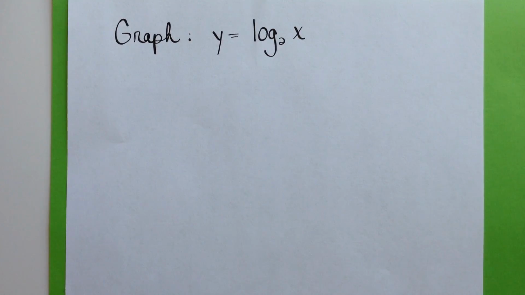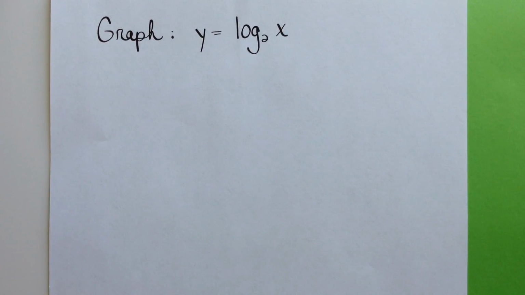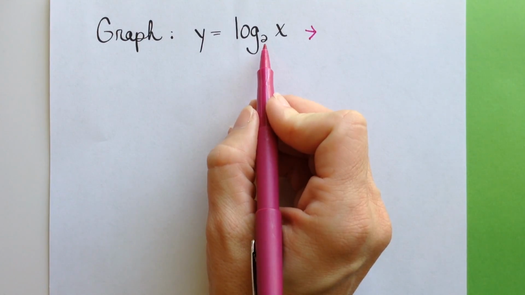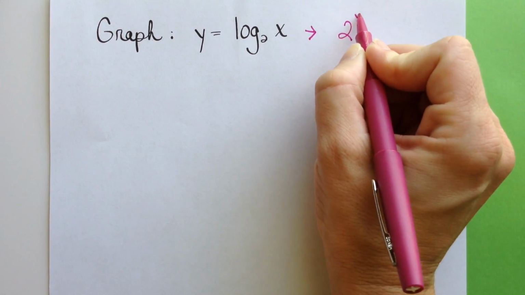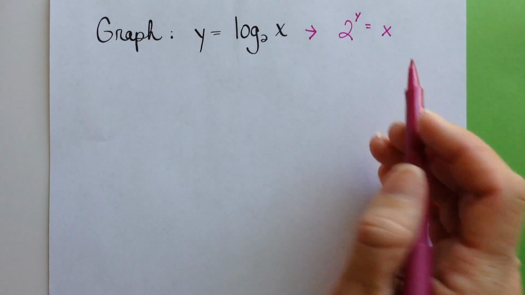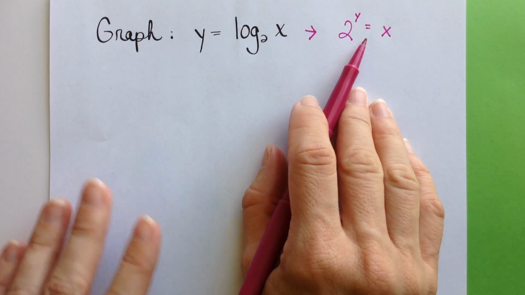Okay, now what we're going to do is look at graphing logs. Because this is a base 2, I can't just simply put it in my calculator. I'm going to take it and rewrite it in exponential form, which is one of the first things that I showed you with this lesson today. So if I were to change this over, then I would have 2 to the y is equal to x. Okay, now I'm going to make a table of values using this.